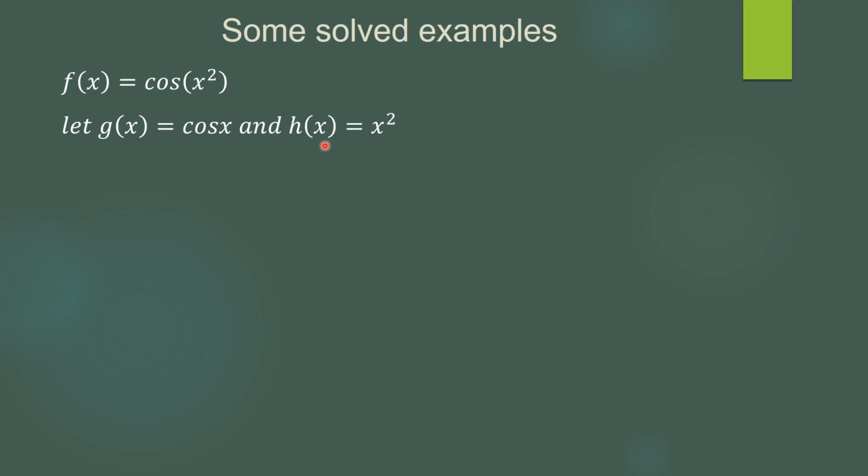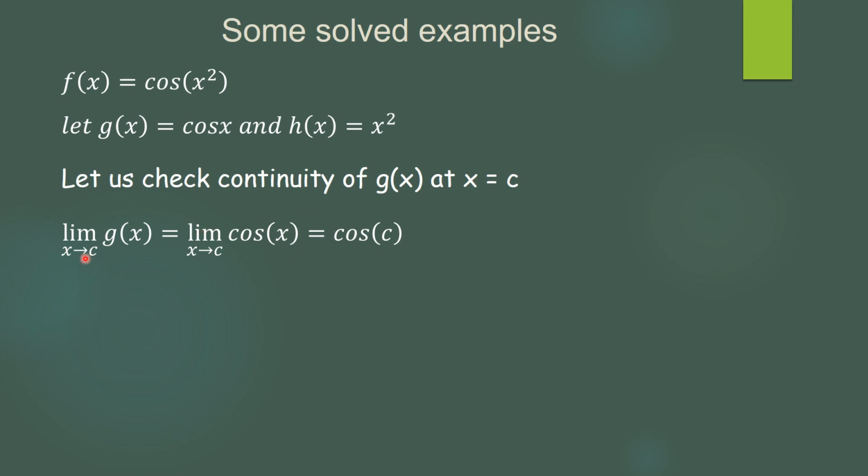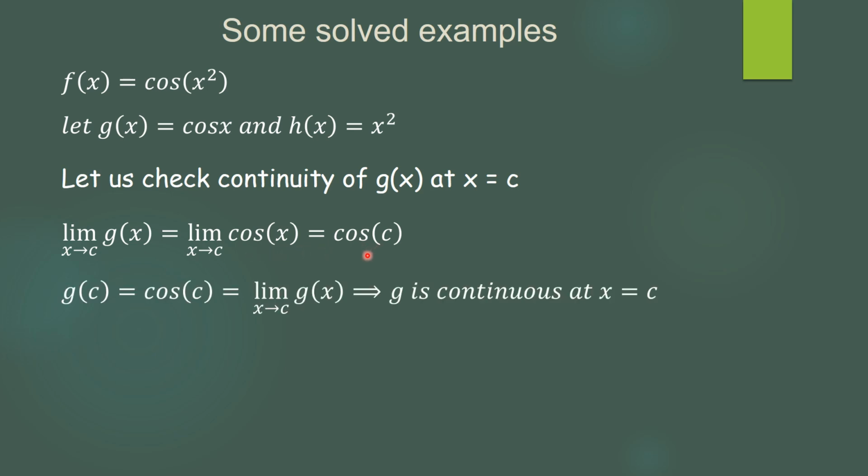For that, first we will check the continuity of the function g of x for any value c, where c is any real number. For that, first we'll find out the limit. Limit x tends to c of g of x will be limit x tends to c of cos x, which will be the same as cos c, because x will be replaced by c. And what will be g of c? That is also cos c. That is the same as what we get as the limit value, and so it implies that g is continuous at x equal to c.